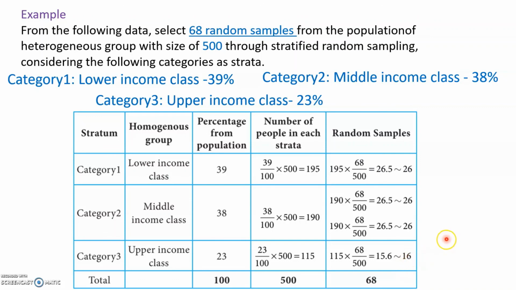So this method of subdividing the population into strata and making them homogeneous, and then adding a weighted average to take the number of samples that we require from each of them, is called stratified random sampling. Hope this video helped you.